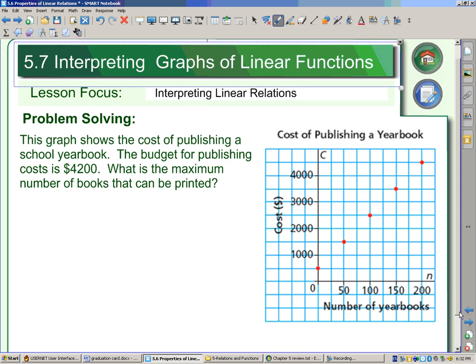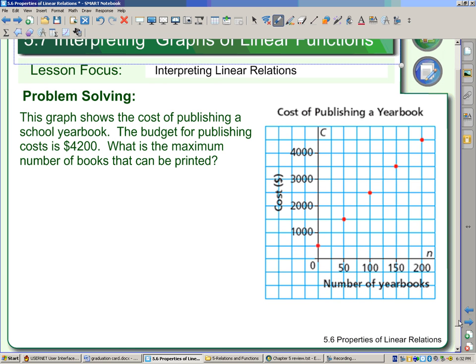Here is publishing. The graph shows the cost of publishing a school yearbook. The budget for publishing costs is $4,200. What is the maximum number of books that can be printed? So if I want to look at the maximum number of books, I need to find number of books.